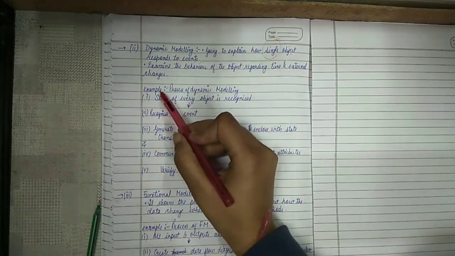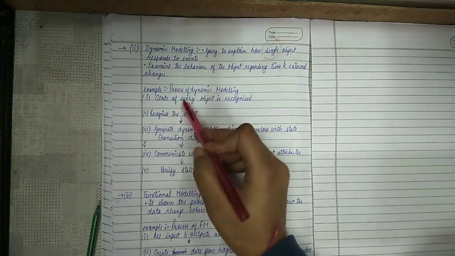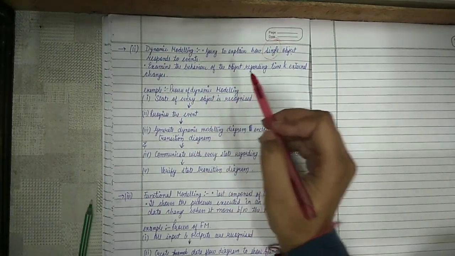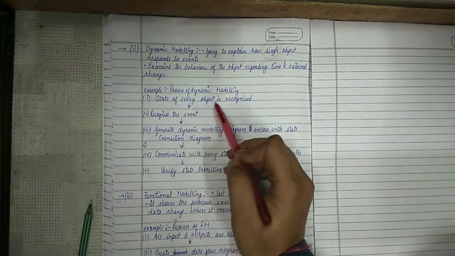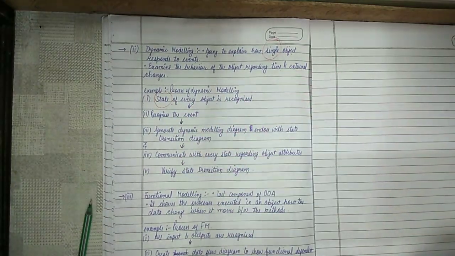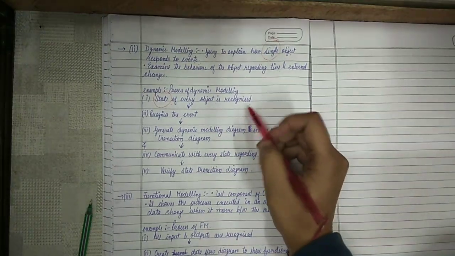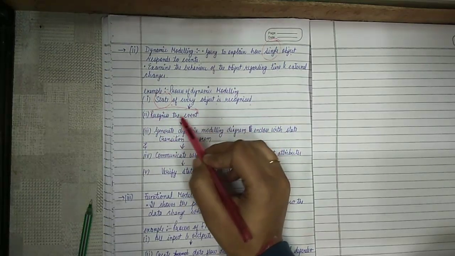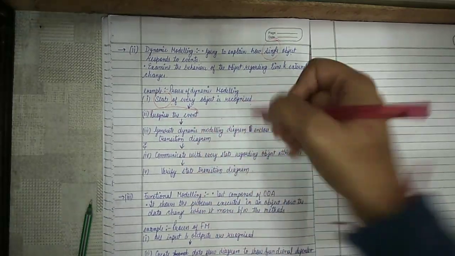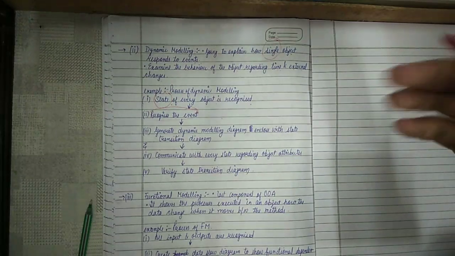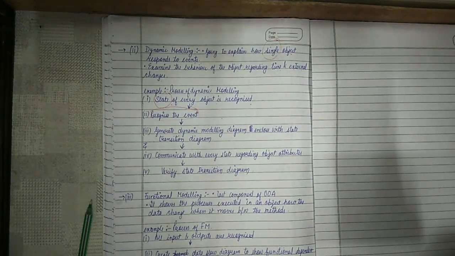Now I am going to tell you about the example of dynamic modeling, the process of dynamic modeling. How is the process going to be in dynamic modeling? First step is that the state of every object is recognized, in which state the object is present. The second step is to recognize the events. We will recognize the events of different objects, what is being performed by the first object, the second object and the third object.